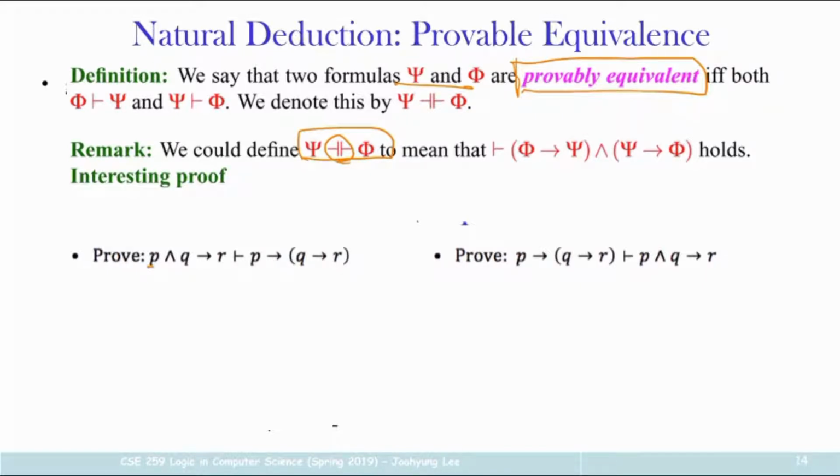And in the homework, I gave you some problems on provable equivalence. There are some problems I skipped. I asked you to prove only one direction, but the other direction is also possible.